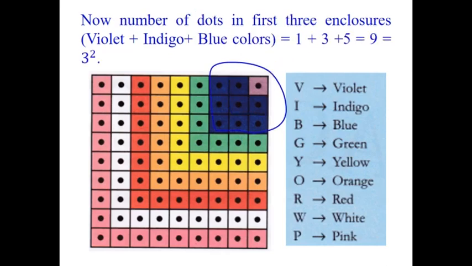Now, number of dots in first three enclosures. Those are violet plus indigo plus blue color squares, that is equal to 1 plus 3 plus 5. First three odd numbers are taken. Their sum is 9, or 9 can be written as 3 square.